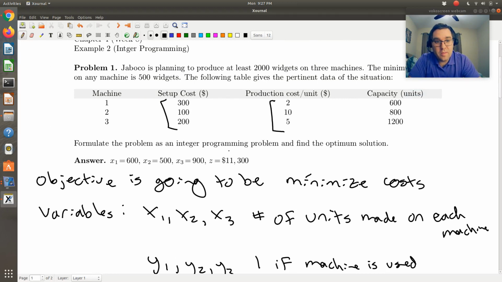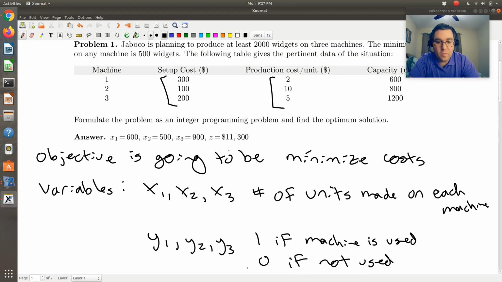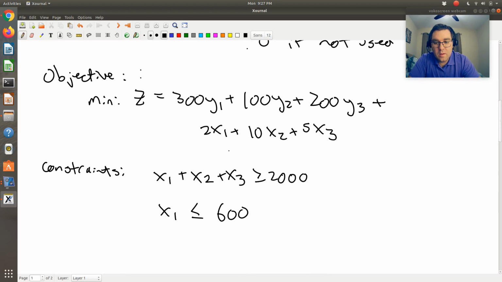But this is where I'm going to take into account my variables y. The maximum number of units on machine 1 that I can create is 600, but I'm going to multiply that by y1. Why? If machine 1 is used, then y1 has a value of 1, so that makes sure that if I'm using machine 1, I could produce at most 600 widgets on it.